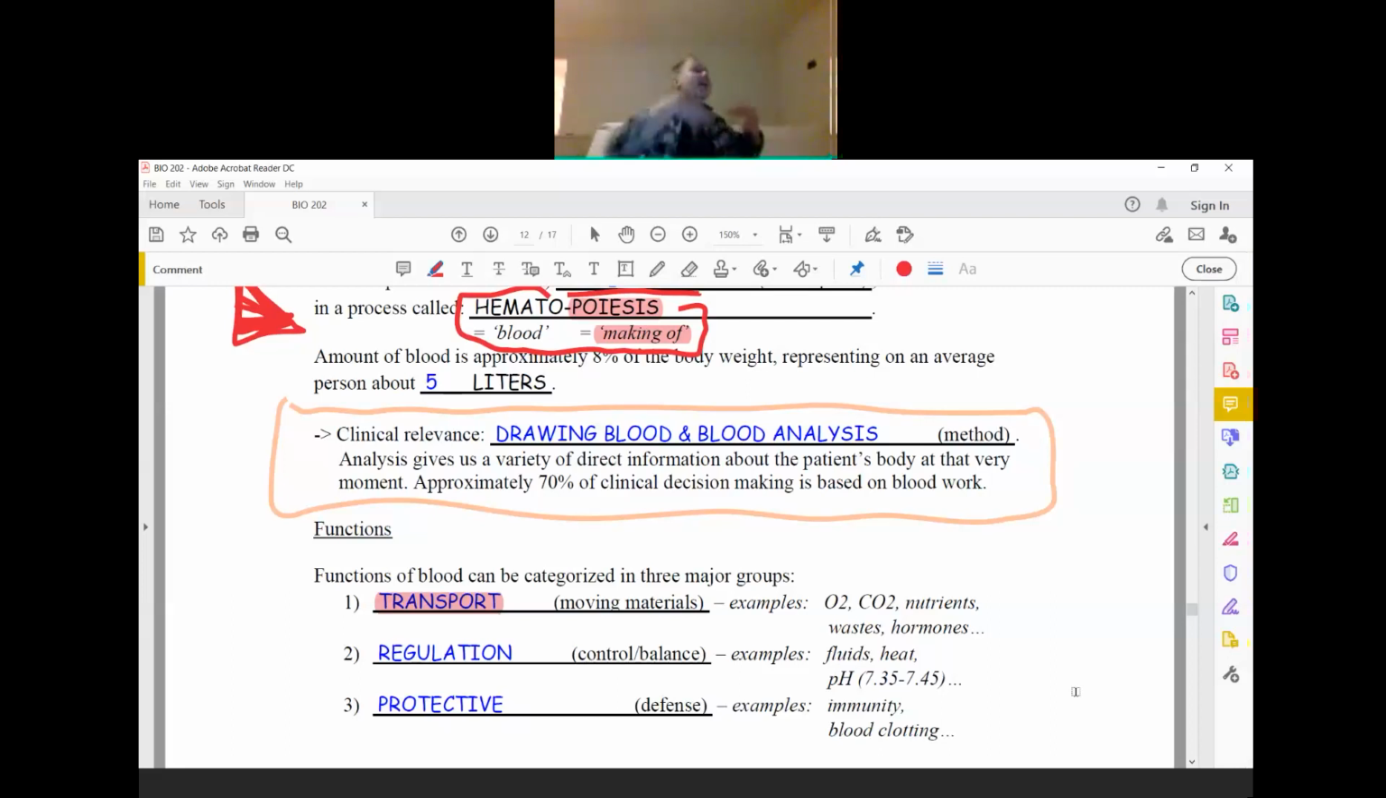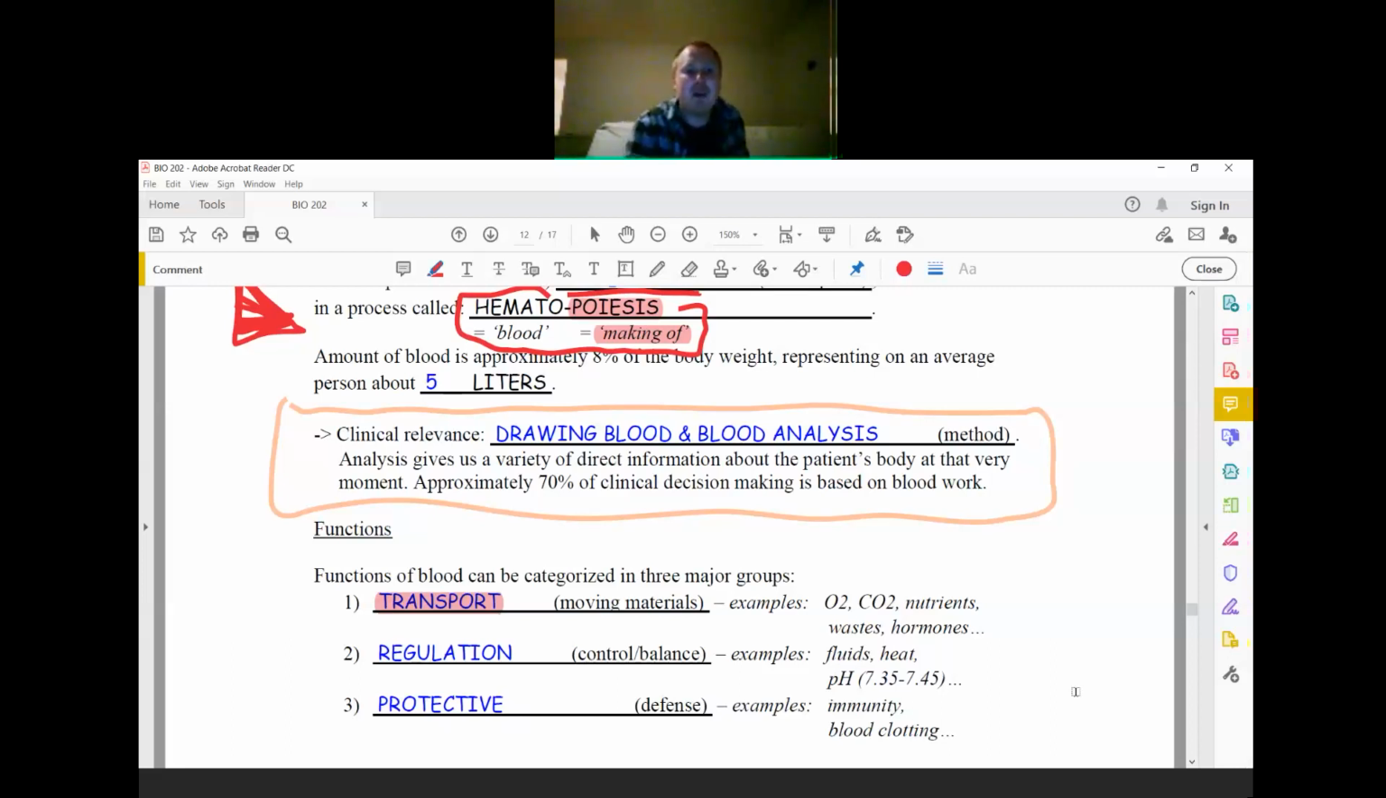Water is excellent in its capacity of binding heat, and since much of the blood is actually water, it's also a great way to move heat from one body part to another. Same goes for the pH regulation. Protective function of the blood. We will be talking about the immune system in greater detail after we have covered the cardiovascular system. Also, if you cut yourself, you don't bleed to death. That's the protective function of the blood. You will form a scab.